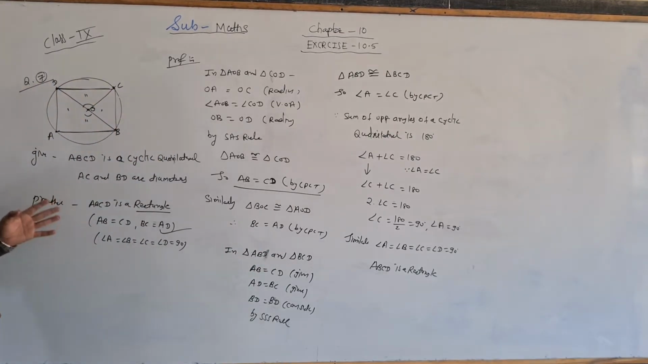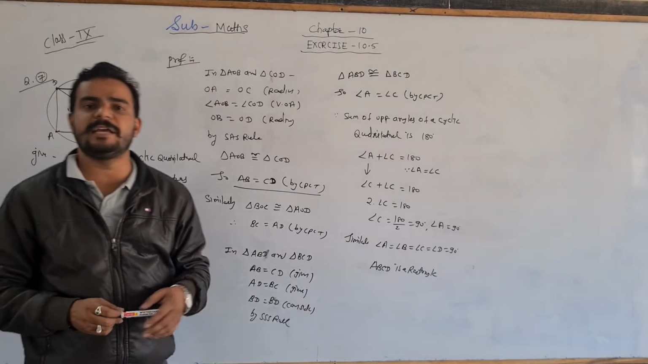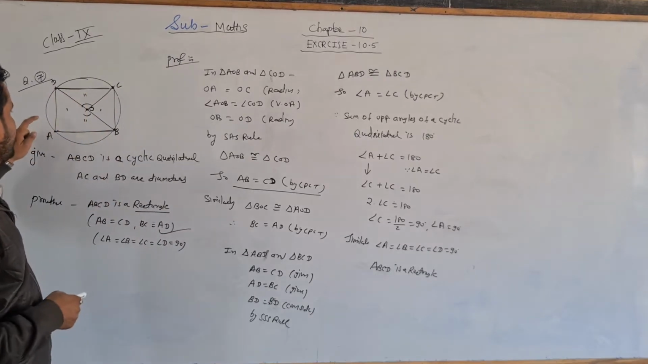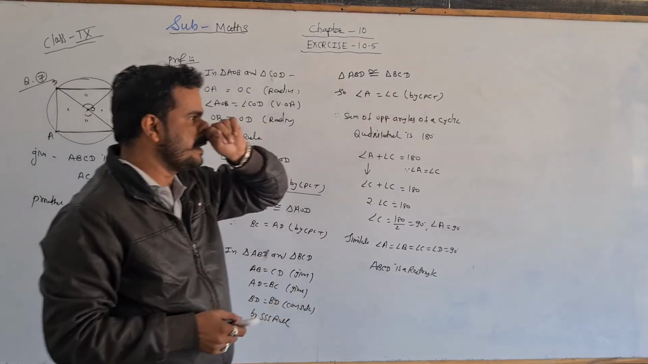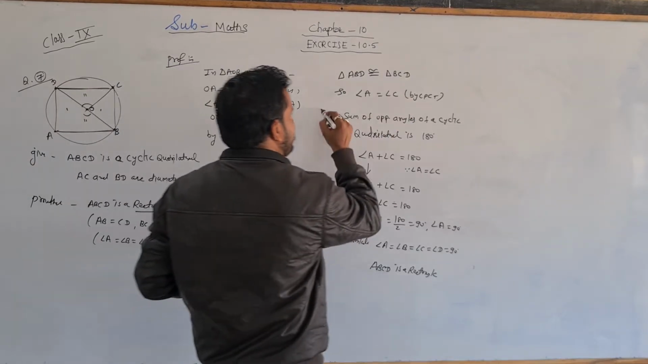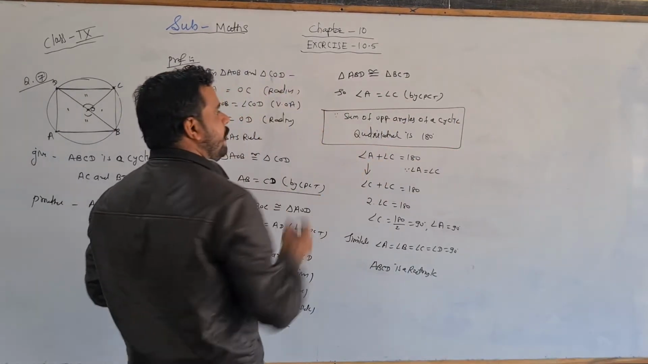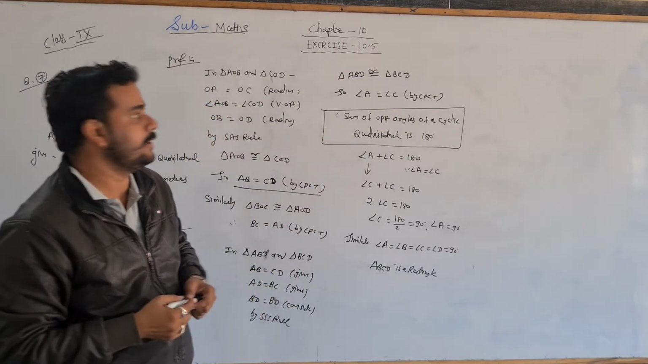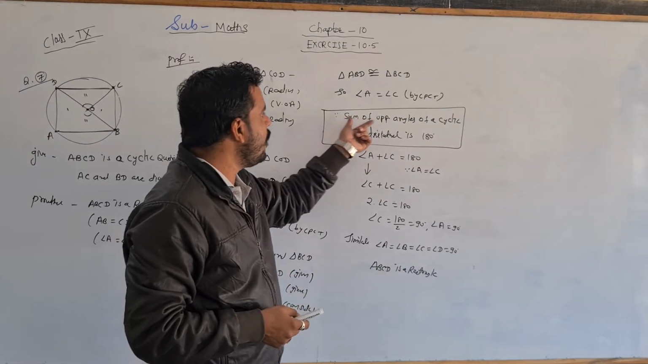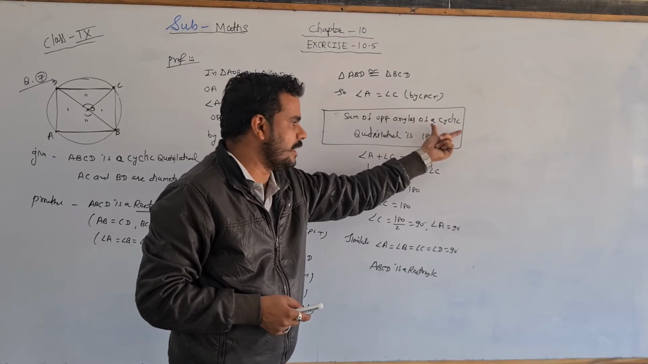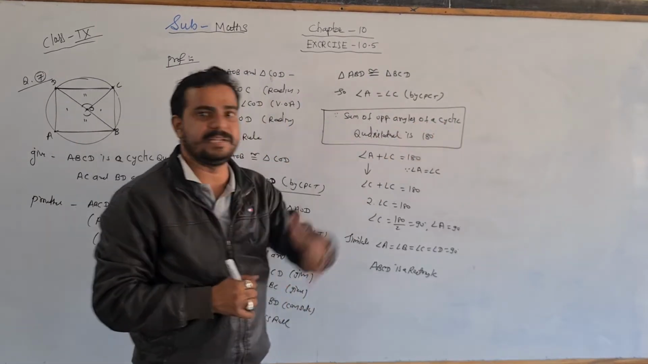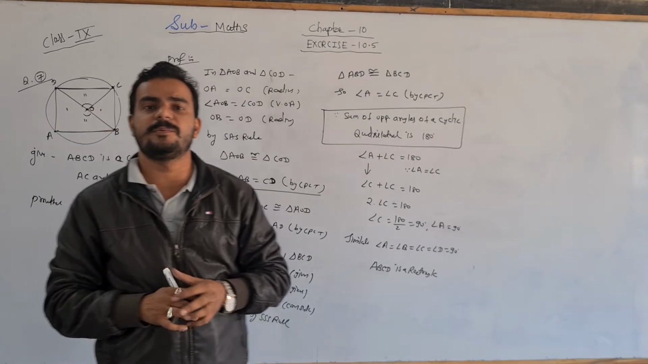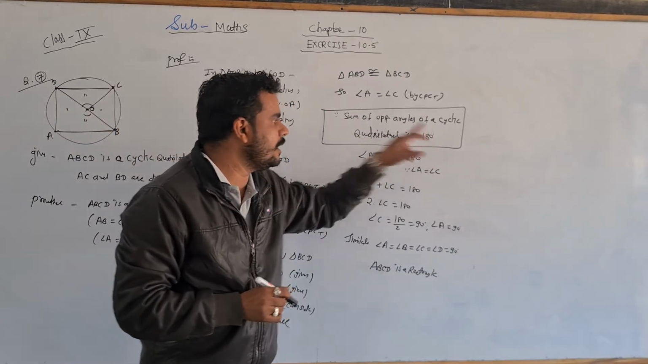So if two triangles are congruent, then the corresponding angles of both triangles are equal. So we can say that angle A equals angle C by CPCT. One most important statement is here, I forgot to tell you: the sum of opposite angles of a cyclic quadrilateral is always 180.